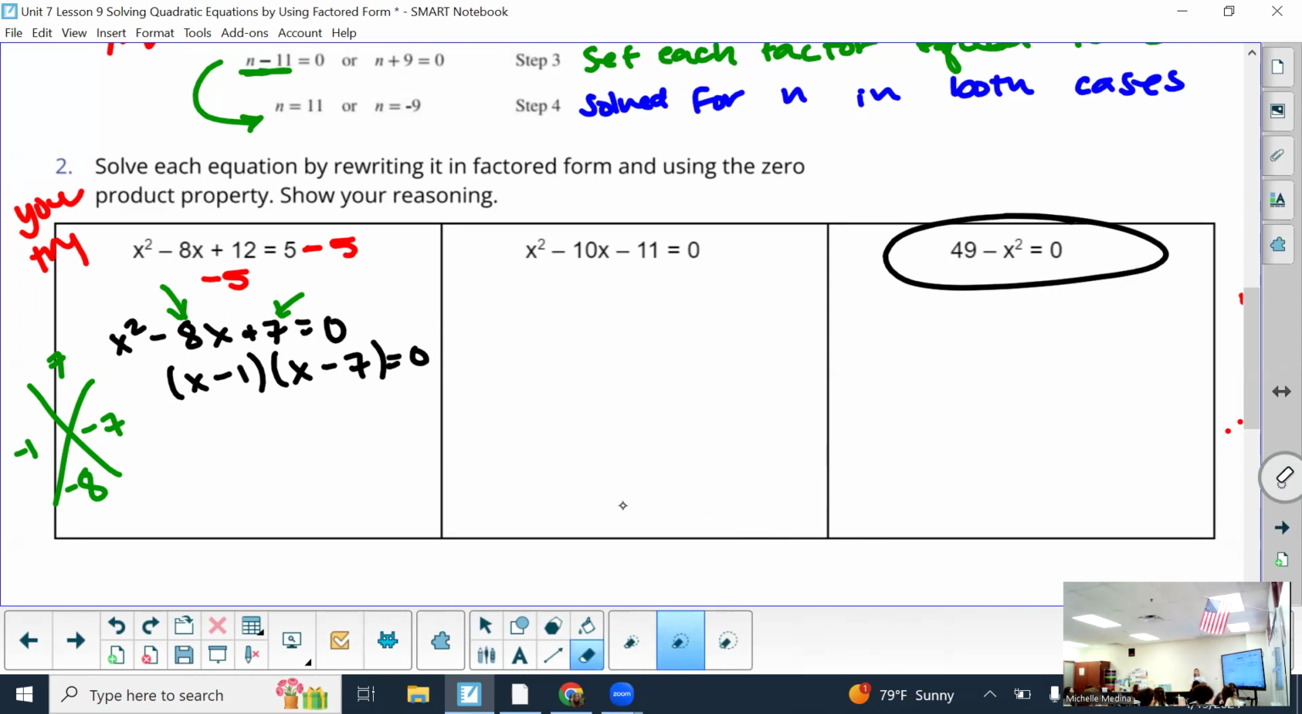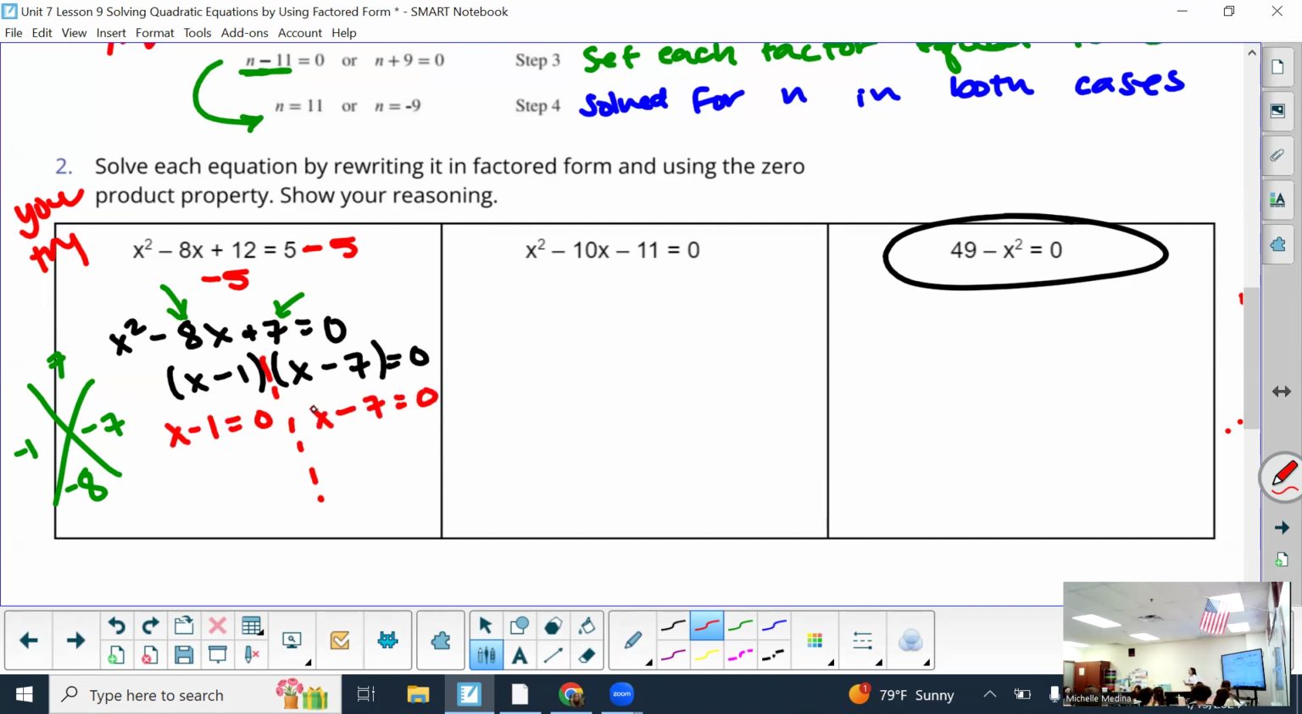Okay, get rid of the parentheses by doing what? Look at the steps we did up here. Good, set each factor equal to 0 and solve for the variable in both cases. Some of them you can guess and check, it's really easy, like what minus 1 gives me 0? Good, so that's one of my solutions.